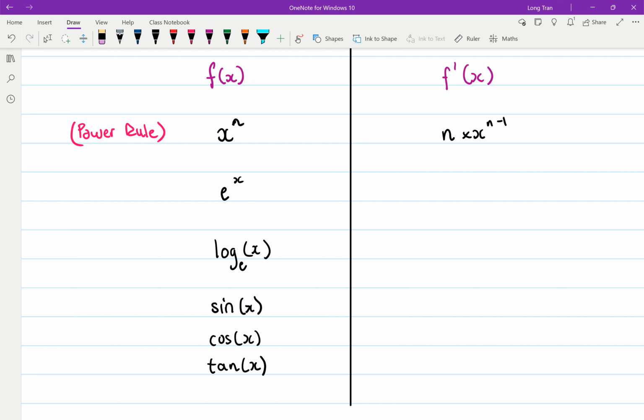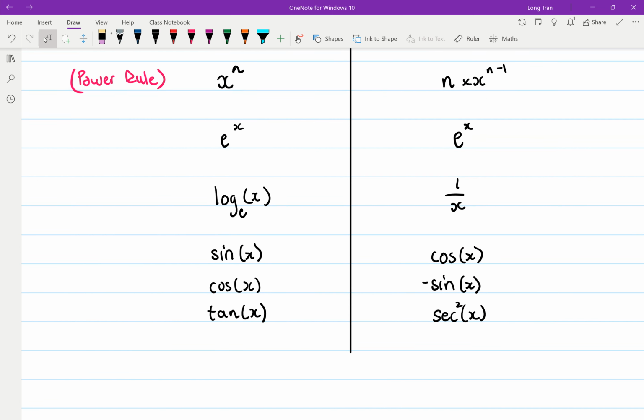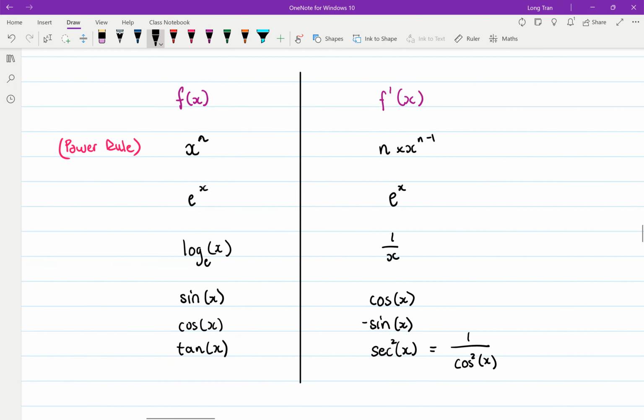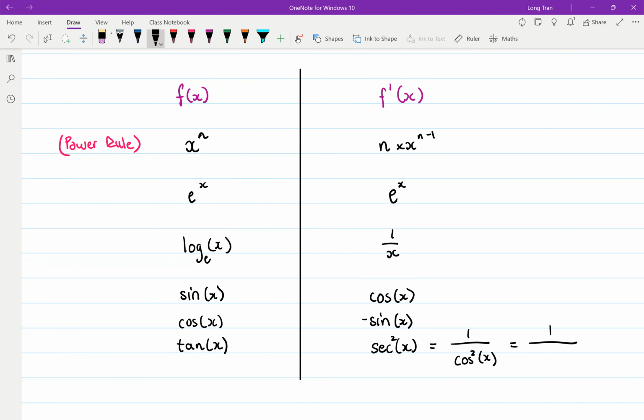Derivative for each one. E to the x, the derivative of it is the same as it is. This is 1 on x. And then this is cos of x. Negative sine of x. And the sec squared of x. For those who don't know what that is, it's 1 over cos squared of x. And for those who don't know what that means, it's 1 over the cos of x all squared.